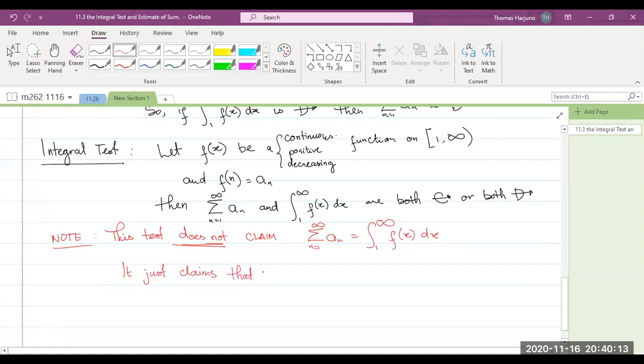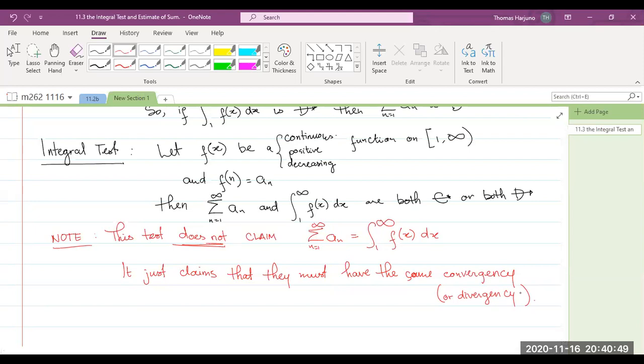that they must have the same convergence, or divergence. Both of them convergent or both of them divergent. Okay, that's the first note.